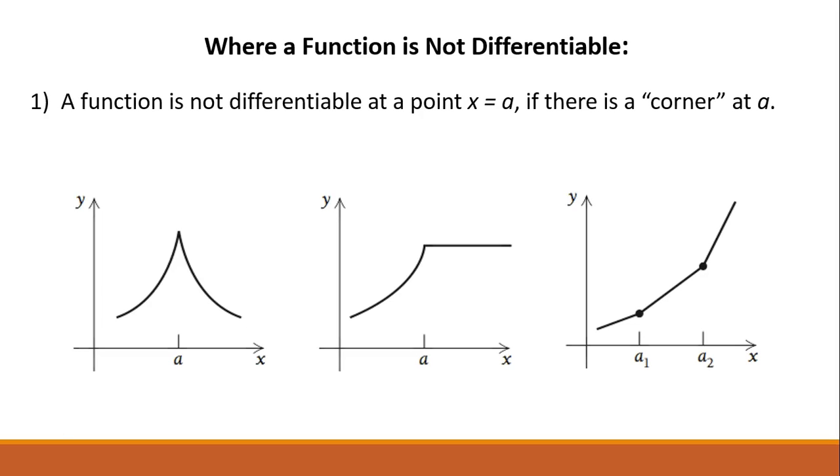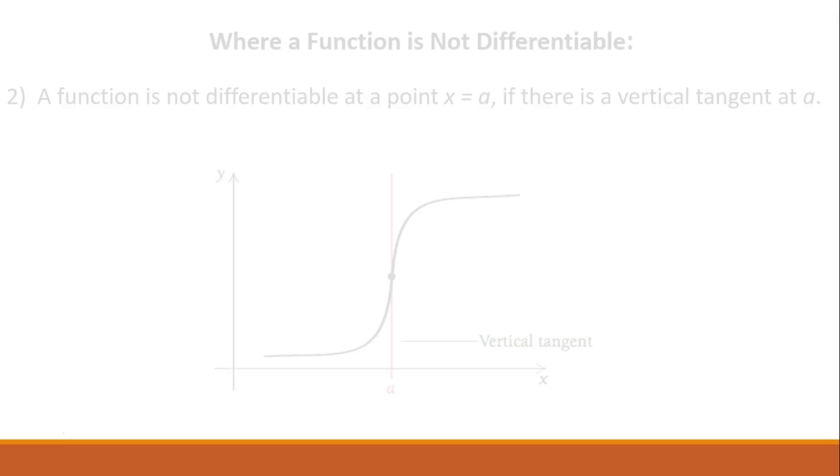There are going to be functions that have places where we cannot take derivatives. So this is the first case. We cannot take a derivative. A function is not differentiable. That's another word for a derivative. A function is not differentiable at a point, x equals a, if there's a corner at a. So all of these points that are in red are corner points for their functions. We would not be able to take a derivative at those points.